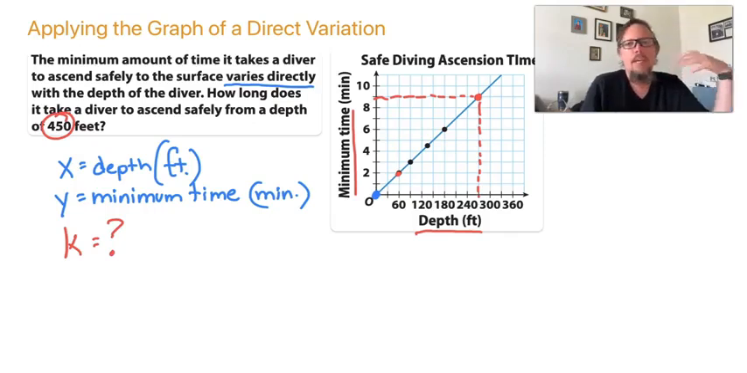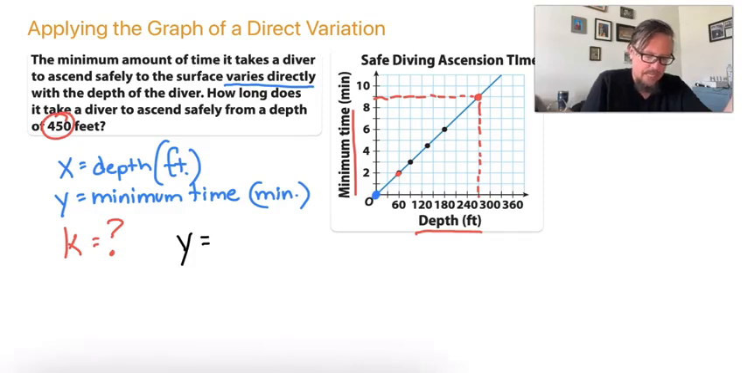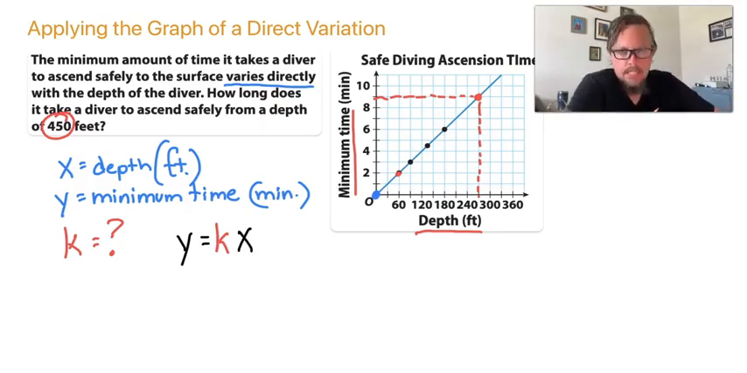Once we know k, we can write the equation, because all direct variation equations are written as y equals kx. So I've got to figure out what k is. Well, the constant of variation, k, is exactly the same thing as slope in this context. I need to know what the slope of that line is. And finding the slope from a graph is pretty simple. All we have to do is get 2 points and then count the rise over run between those 2 points.